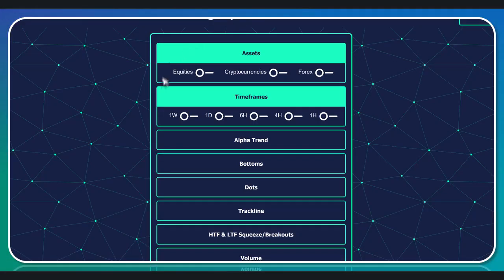I'd like to announce that I've added one of my favorite setups to the Alpha Screener, and I've been waiting for this for quite some time. I've added the ability to scan for squeeze fakeouts. So let me show you what that looks like.